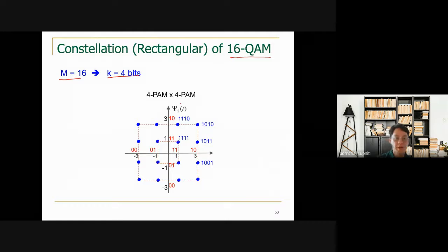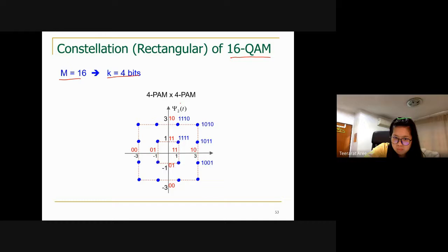You remember what gray coding is? Let's look. Don't worry, we have time. I'm always delaying lecture this semester.